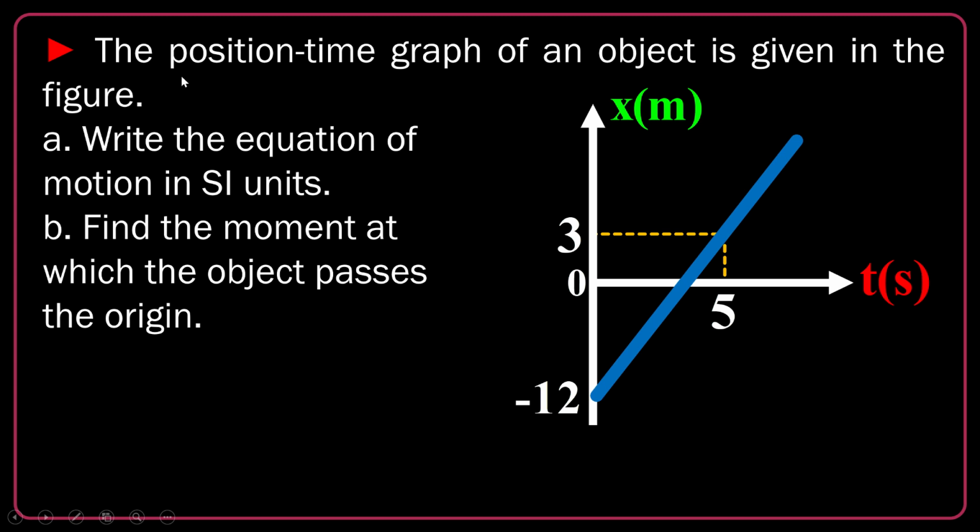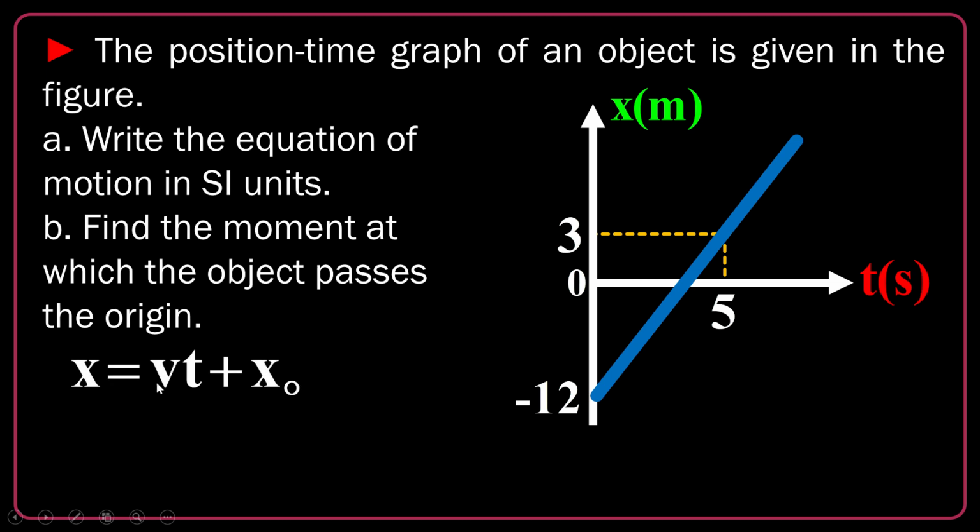Look at this example. The position time graph of an object is given in the figure. You see xt graph is a line starting from negative 12, so the x naught is negative and positive slope means positive velocity. Okay, also I have a very important point here, the coordinates of this point, in which the t is 5 and x is 3. And also the graph is given in SI units. Part A, write the equation of motion in SI units.